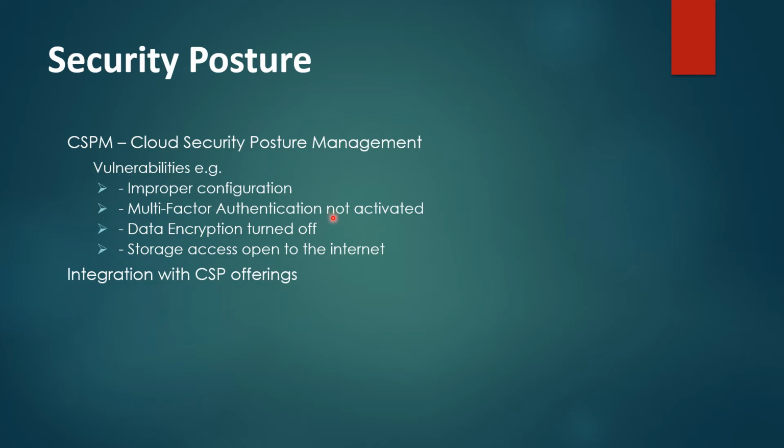In one case, the encryption was turned off because the IT team was doing some upgrade and they switched it off. And after the upgrade, they simply forgot to turn it back on again. So using automatic CSPM will detect such kind of vulnerability and fix it. This function is sometimes offered by cloud security providers and integrated into their offerings.